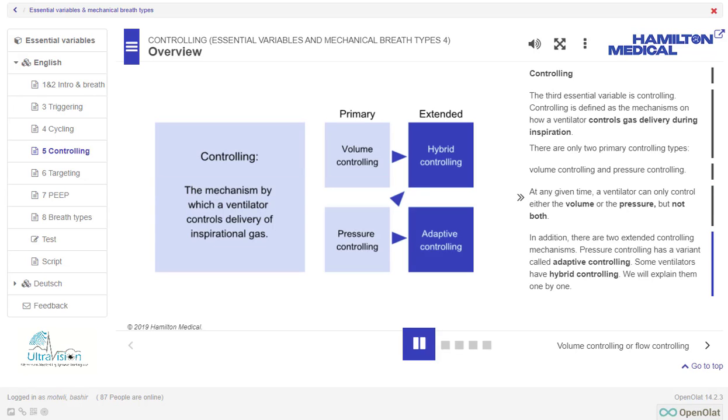In addition, there are two extended controlling mechanisms. Pressure controlling has a variant called adaptive controlling. Some ventilators have hybrid controlling. We will explain them one by one.